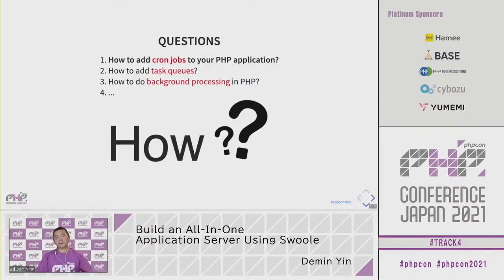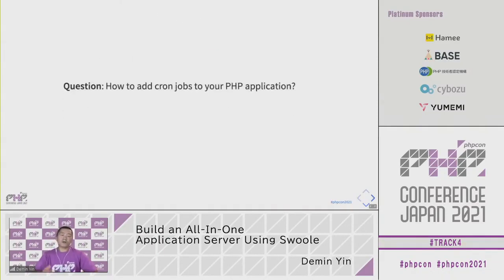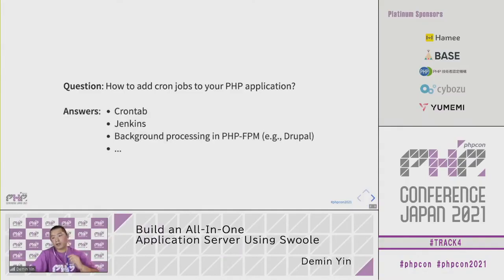Well, there are a bunch of different solutions to do that. For example, if we want to add a cron job to our PHP application, what can we do? Well, we can just add a crontab entry into our server, or we could use some third-party system like Jenkins. In Jenkins, we could add a job there, then we trigger the job to run once in a while, to trigger some cron jobs. Or what we could do is to trigger a cron job through background processing in PHP-FPM, just like how Drupal does. So a bunch of different solutions here.